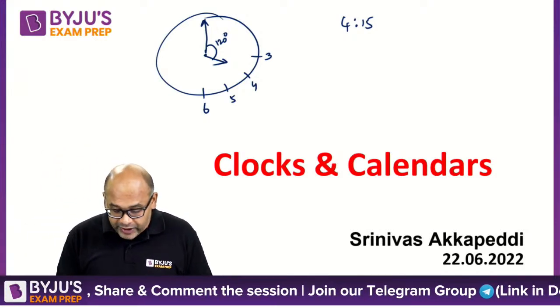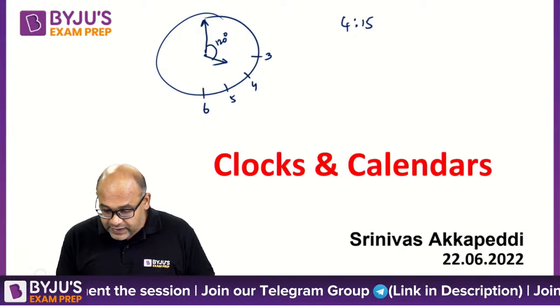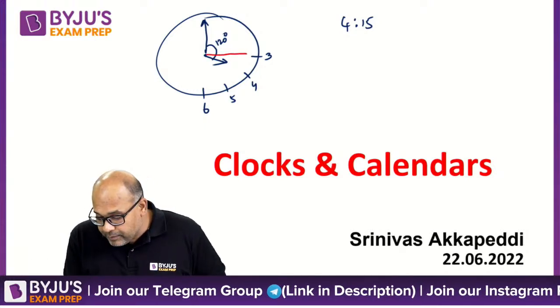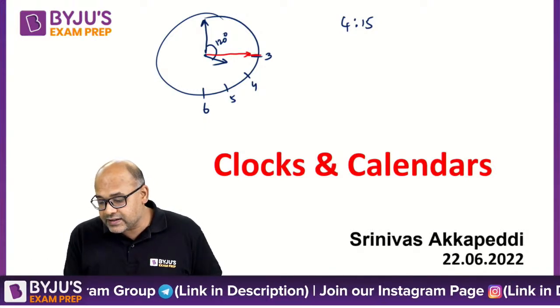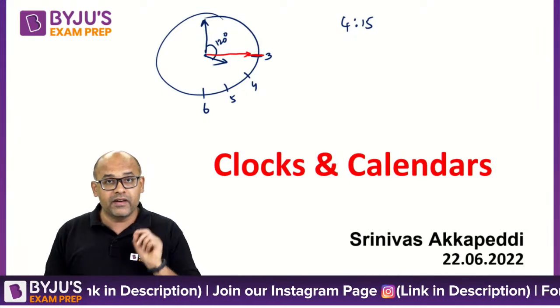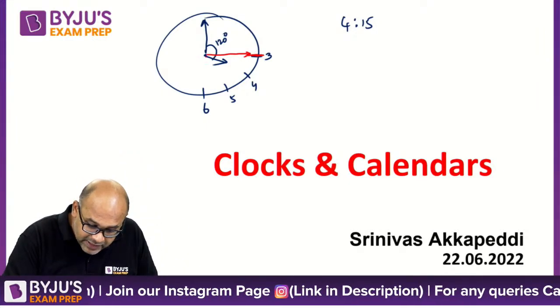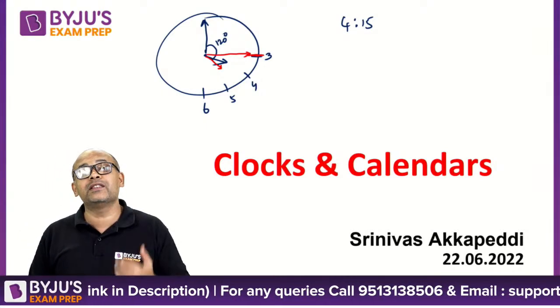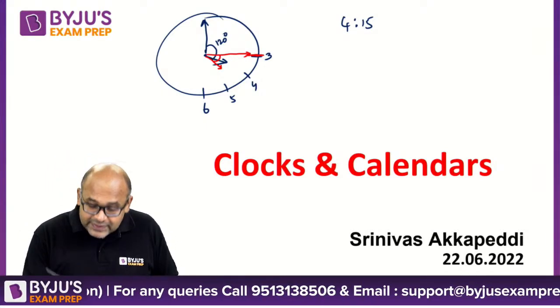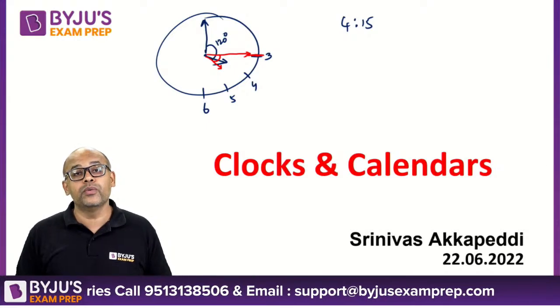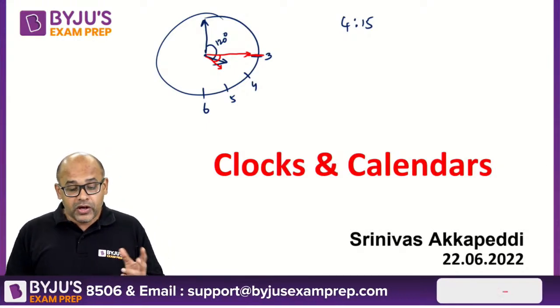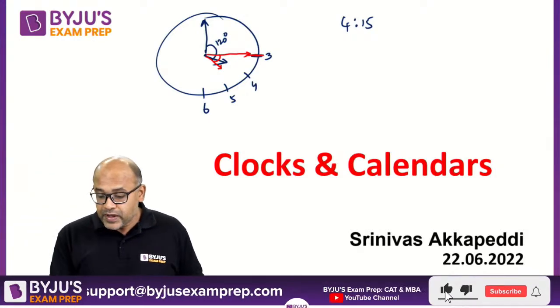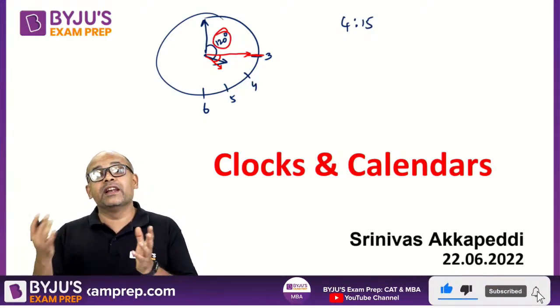Now at 4:15, what happens? My minute's hand is exactly at 3. However, my hour's hand has moved a little bit away from 4 because for 15 minutes it has traveled. So what is this angle? That is what they're going to ask you. Effectively, the 120 degrees is getting reduced.